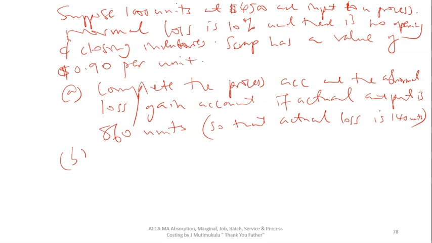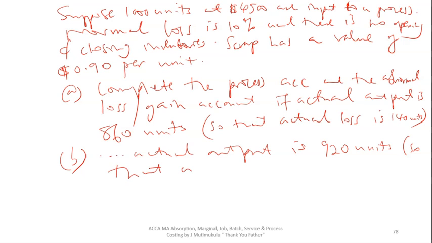And then we talk of part B. All facts are the same except that the actual output is 920 units. All right, so that actual loss is 80 units.